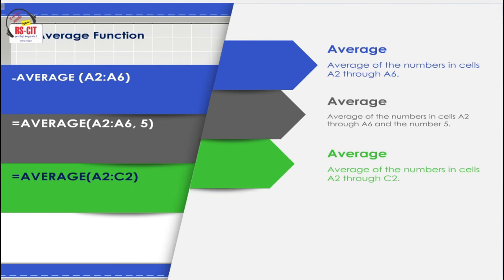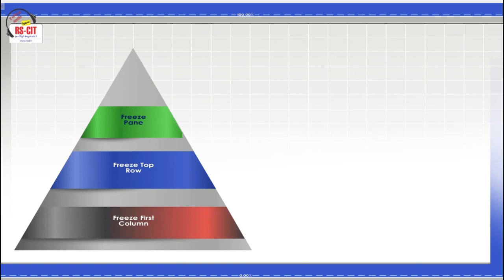AVERAGE(A2:A6) is the average of the numbers in cells A2 through A6. AVERAGE(A2:A6,5) is the average of the numbers in cells A2 through A6 and the number 5. AVERAGE(A2:C2) is the average of the numbers in the cells A2 through C2. There can be other functions related to a function; for AVERAGE we have other functions such as AVERAGEA, AVERAGEIF, etc.